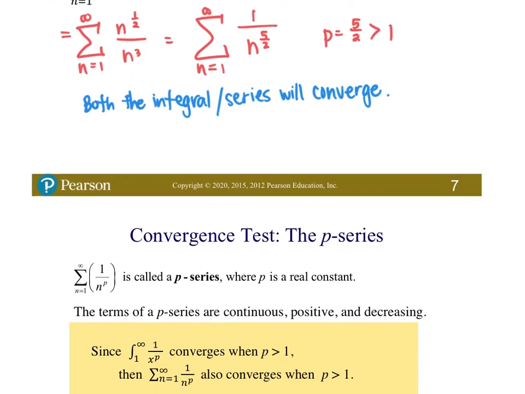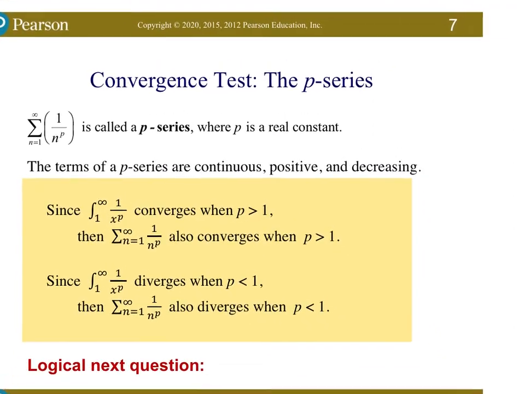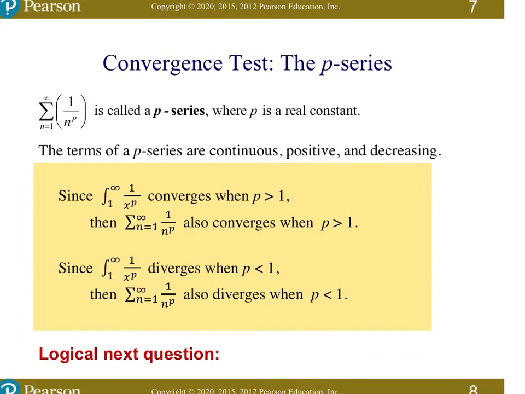So we generalize that to a test called the p-series test. Anything written in the form of 1 over n to the p is called a p-series. The terms need to be continuous, positive, and decreasing. And so since one, then the other. So we call this the p-series test. If p is greater than 1, the integral and the series will both converge. If p is less than 1, then the integral and the series will both diverge.